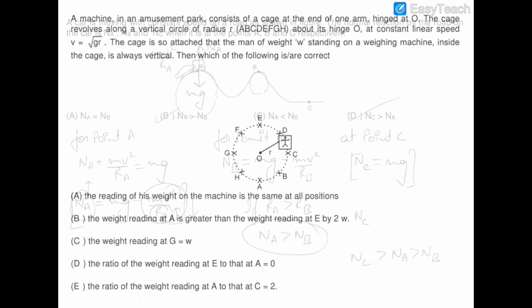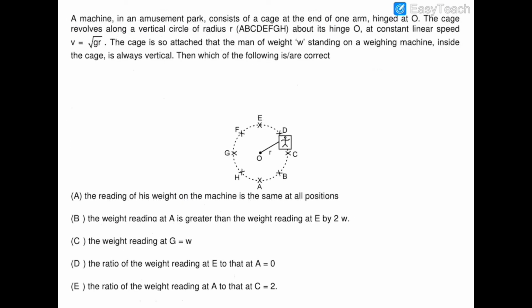Thank you. In this question, there is a machine in an amusement park which is revolving in a vertical circle of radius r with a constant linear speed v, which is equal to under root of gr. Now this cage is having a man of weight w, who is standing inside the cage on a weighing machine which is kept inside the cage, and this cage is always vertical. So we have to find out the correct option.